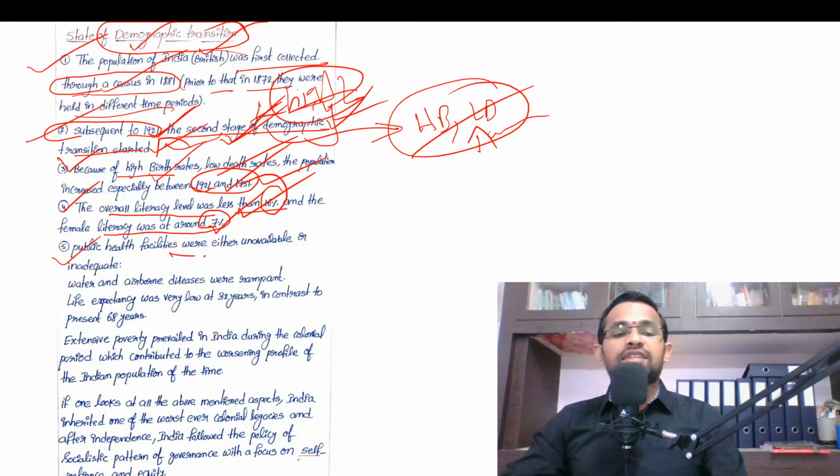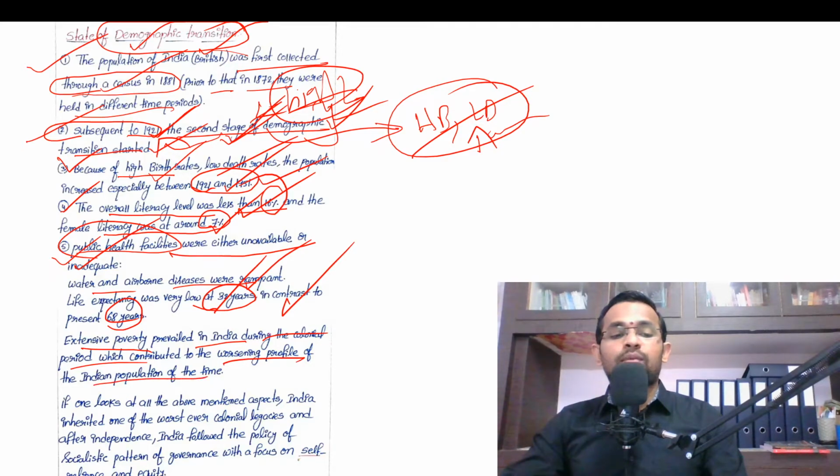Public health facilities were either unavailable or inadequate. What are those public health facilities? Water and airborne diseases were rampant because of unavailable and inadequate health facilities. Life expectancy was 32 years. At present, life expectancy is 68 years, so we can say that we have improved a lot in this aspect. And extensive poverty prevailed in India during the colonial period, which contributed to the worsening profile of the Indian population of the time. Yes or no?